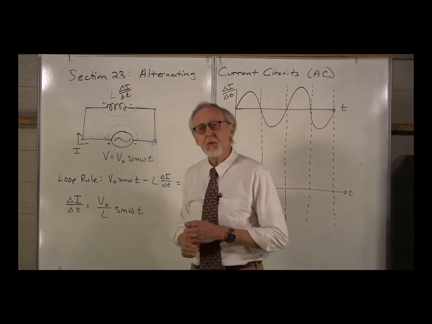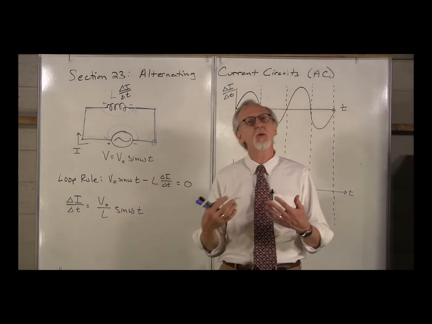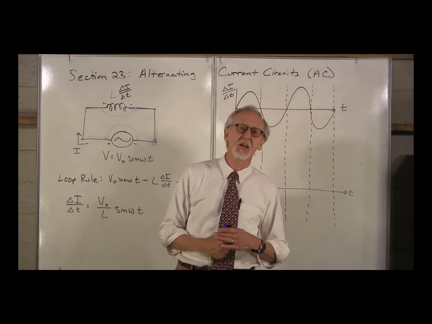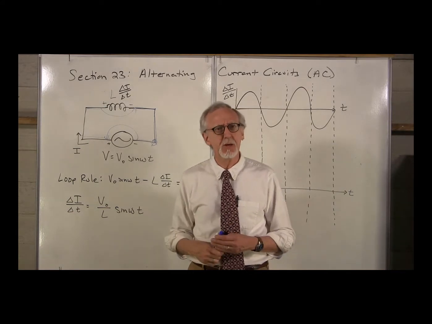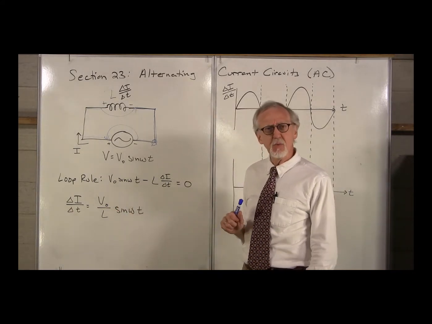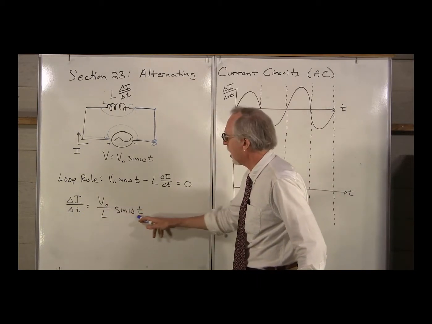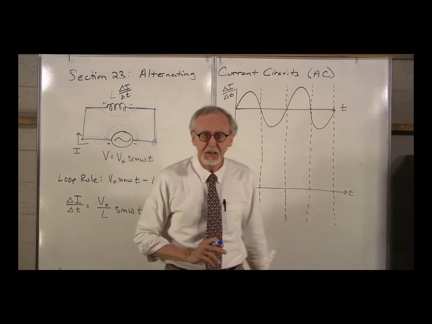Very, very good. Again, this tells us what delta I over delta T is, but what we would like is to figure out what's the current. What's the current actually doing in this case? Well, let's try and do a similar trick that we did with the capacitor. Let's graph delta I over delta T, which we know has a sinusoidal dependence.